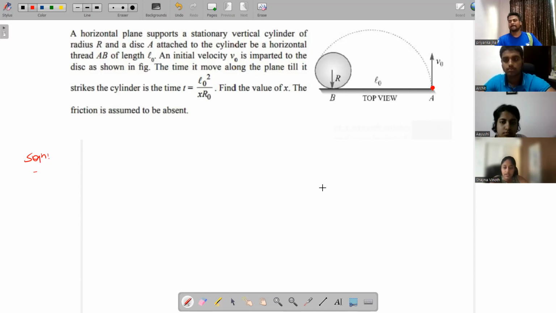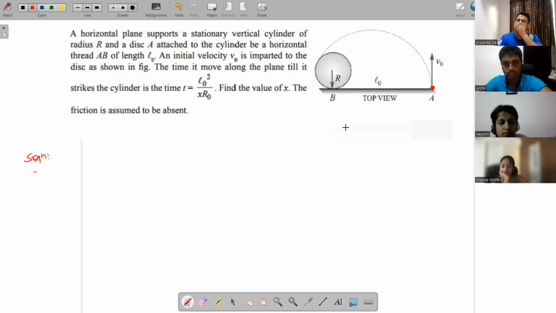I don't understand. Can you explain again? See, there is a cylinder. This is the rope, and one object is connected like this. Give this object a velocity perpendicular to the length of the thread. So it will go and wrap around the cylinder, and finally some length will get wrapped, then further again and again. Finally, it will strike that cylinder. Understood? Now you have to find out how much time it will take to strike this cylinder.